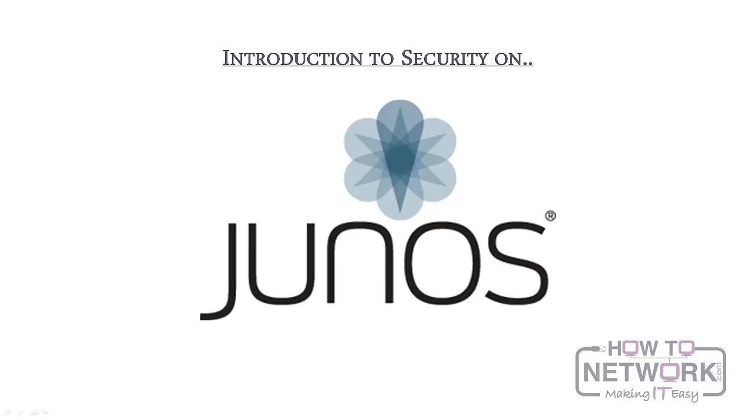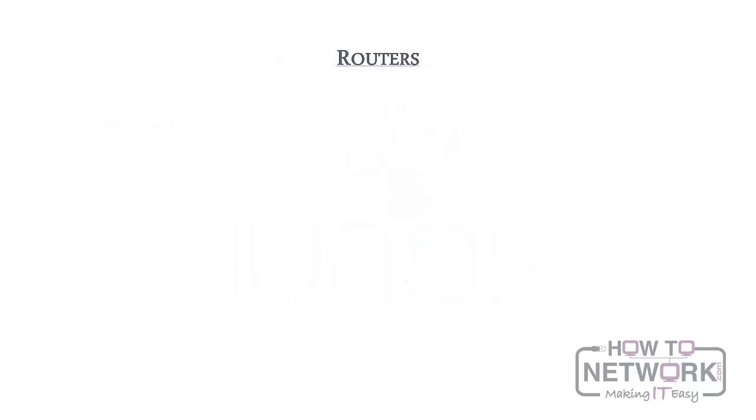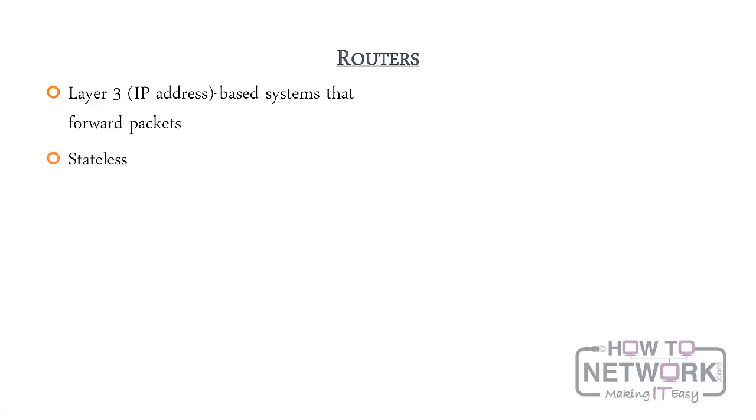In this chapter, we will cover an intro into Junos security. So let's begin at Layer 3. Routers are Layer 3 or IP address-based systems that forward packets. They are stateless, which means they do not keep track of the state of a session. And routers separate broadcast domains. They provide routing which is needed for connectivity outside of a VLAN, and Layer 2 switches do not.